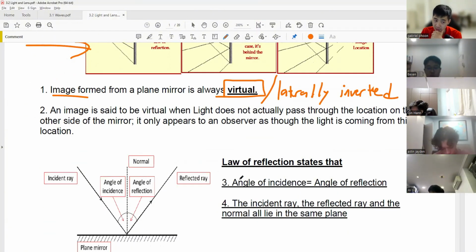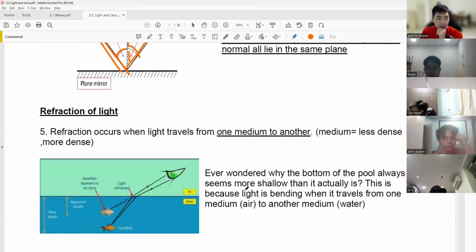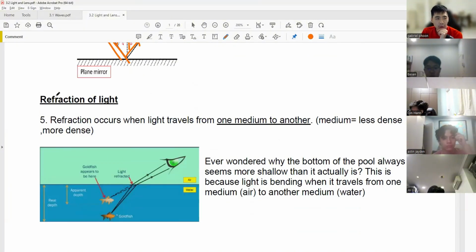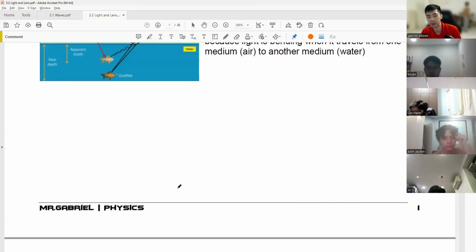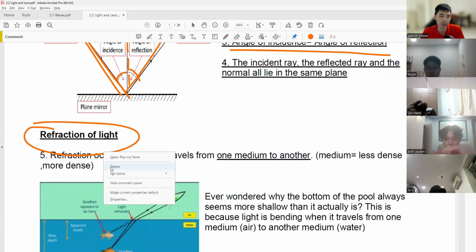Law of reflection still plays a role here. Like I said, incident ray, incident angle, normal, then reflected angle, then reflected ray. Law of reflection states that the angle of incidence must be equal to the angle of reflection. Nothing much to explain here, it's quite straightforward. Read through it yourself. I do want to talk about refraction of light a little bit before we proceed on. We're going to do quite a few calculations today, guys.